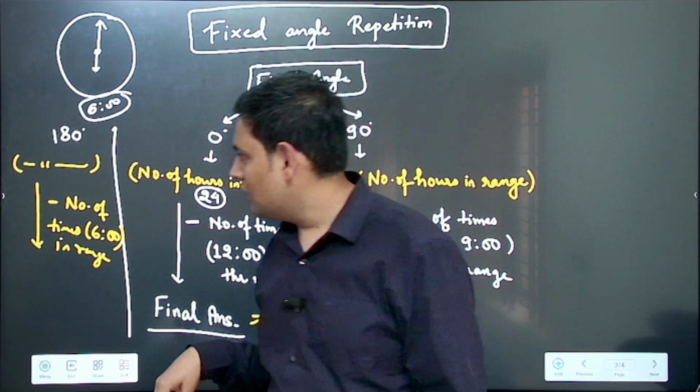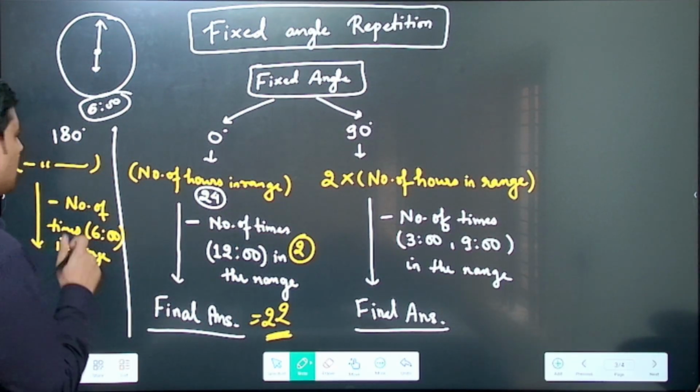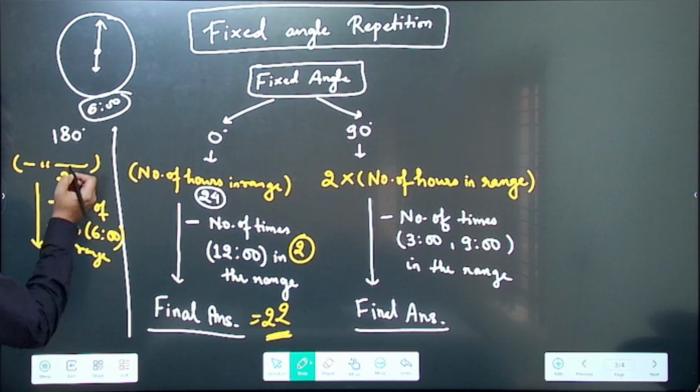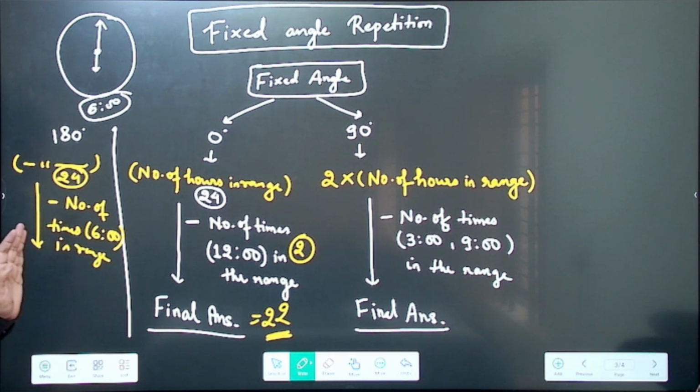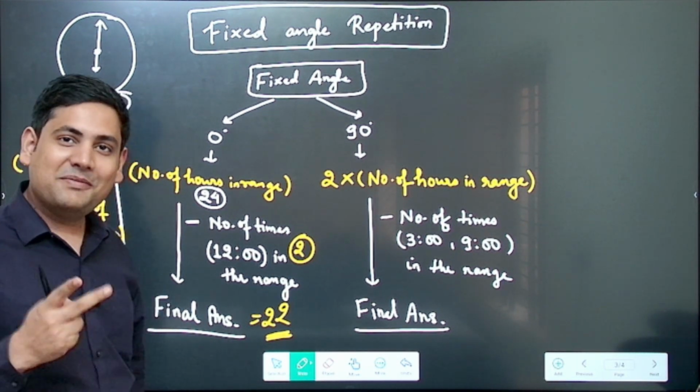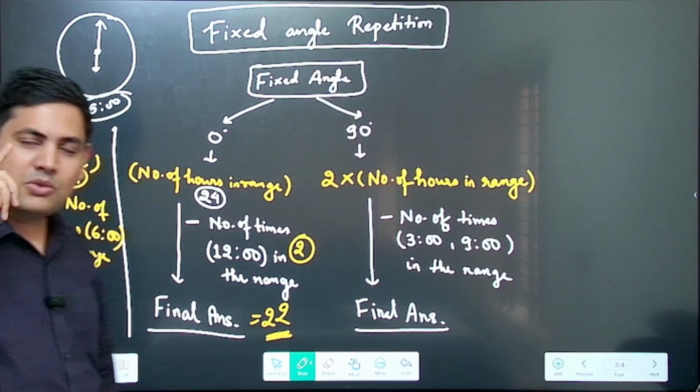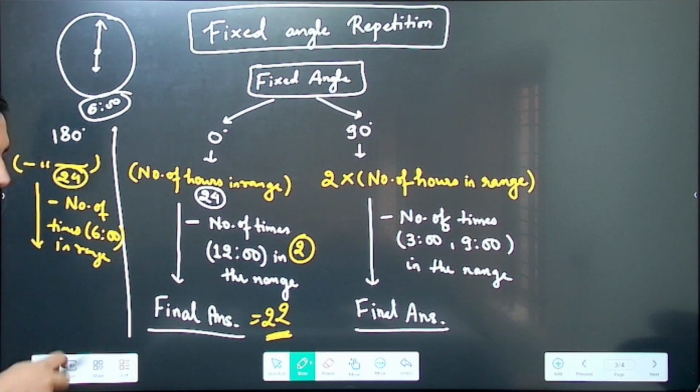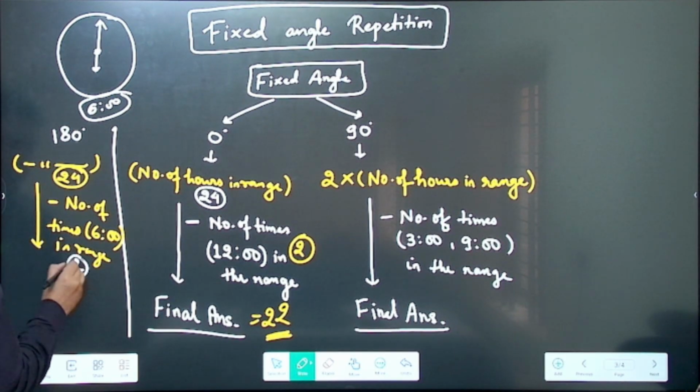Exactly same otherwise. So now if I ask you how many times 180 degree in 24 hours, so this is, let's say, 24. Correct? Now how many will you have to subtract? How many times does 6 occur in a day? 2 times, morning and evening. Correct? In the morning, in the evening. So ultimately minus 2. 24 minus 2 is 22.